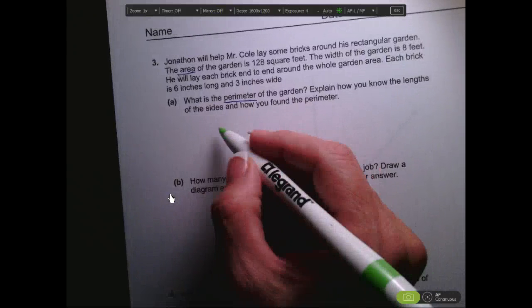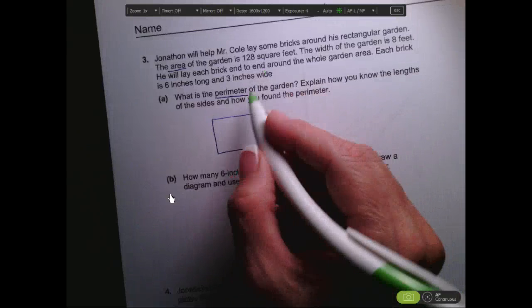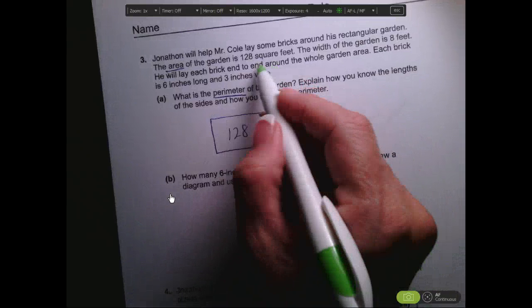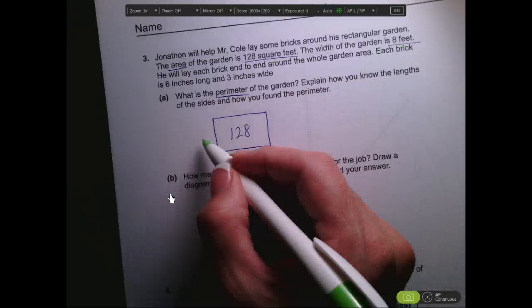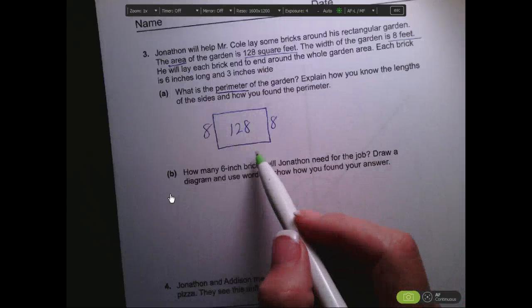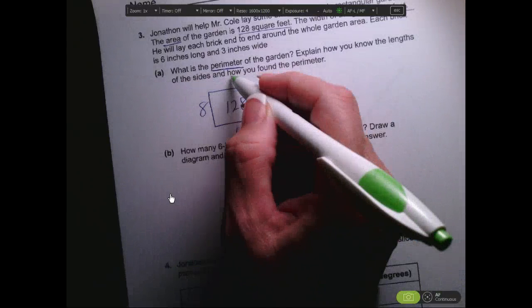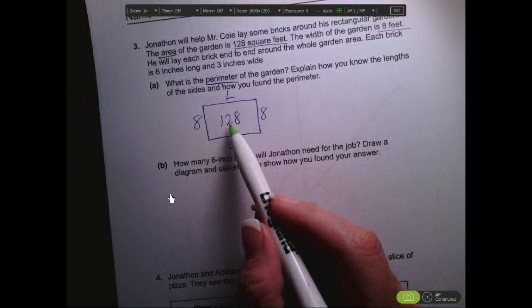For now, I'm just going to simply draw a little rectangle here just for your sake, and to show that there's 128 square feet inside this rectangle. We also know there's 8 feet on each side, or the width of our garden, but we don't know the length of the garden.